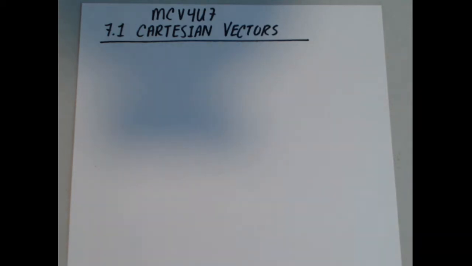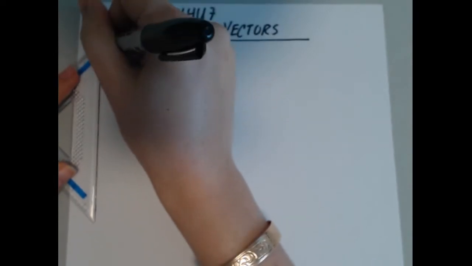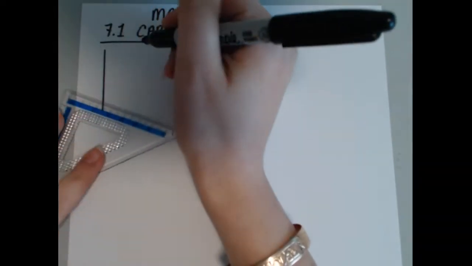Welcome to Calculus Lesson 7.1, Cartesian Vectors. Right, so let's start off by drawing a Cartesian coordinate system, just the first quadrant.